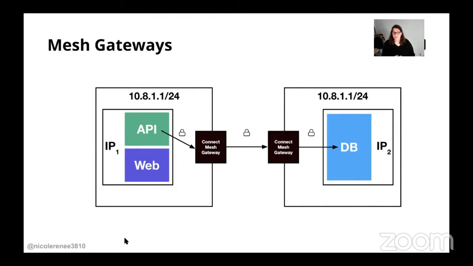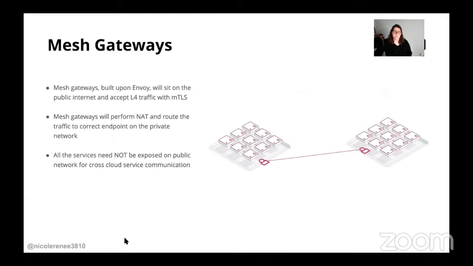And then your API service just talks to your local mesh gateway. It does natting effectively and forwards that request to the next mesh gateway. And then the mesh gateway there will send it over to the database, and the response is returned through the mesh gateways so that all of your overlapping IPs are handled for you. And so the mesh gateways, they're built upon Envoy still, and these handle all of that for you.